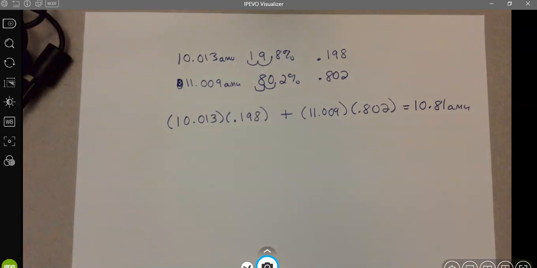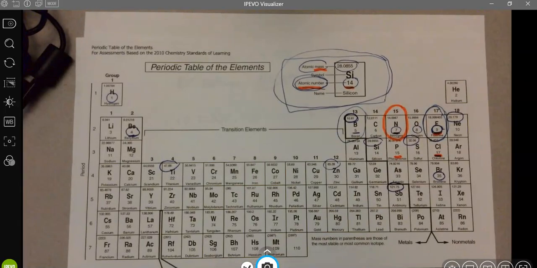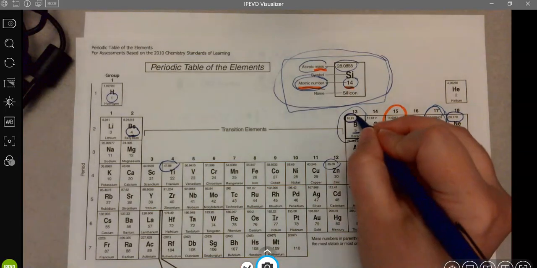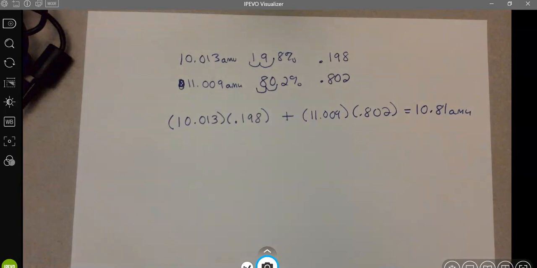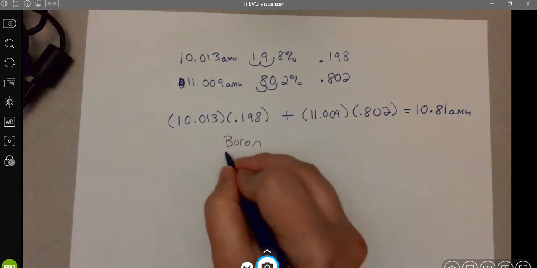Now, in order to figure out which element it is, I'd have to look on my periodic table. Okay, so I'm looking for something with a mass of 10.81. So upper left-hand corner, and I see that boron has a mass of 10.81, so this element must be boron. Yay!